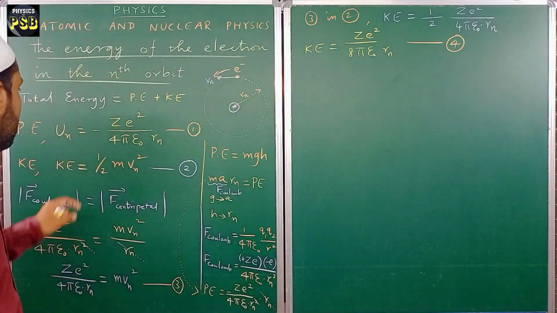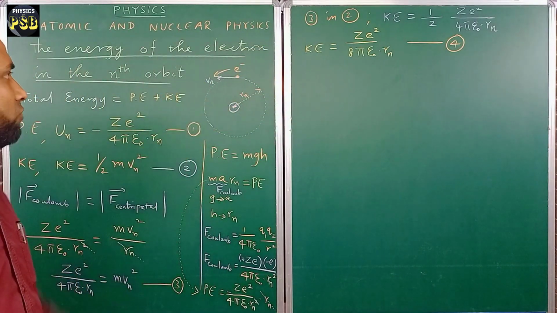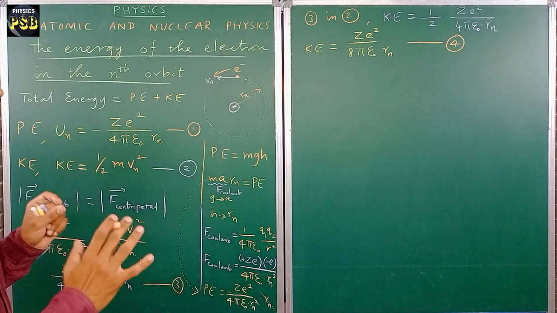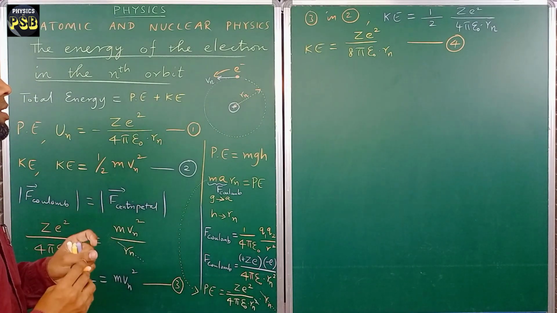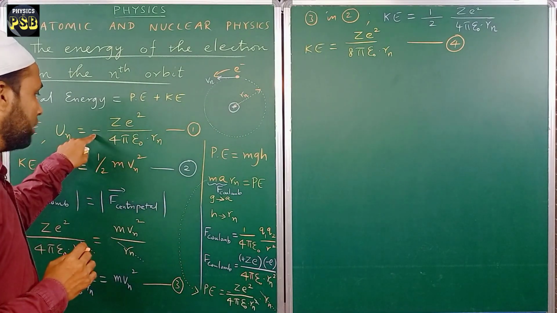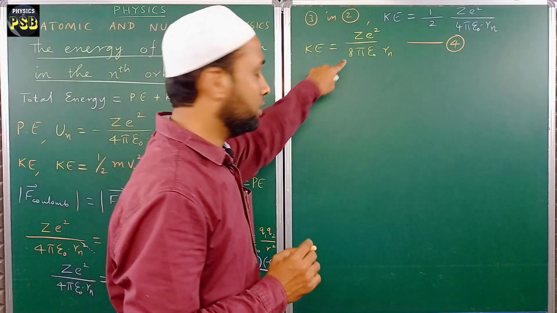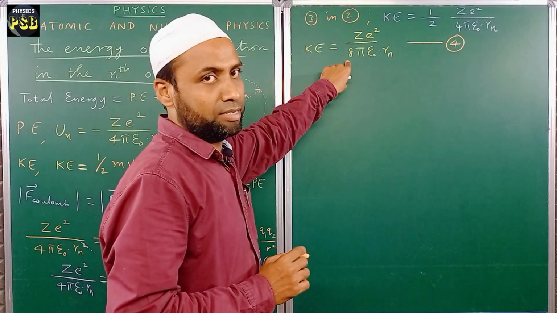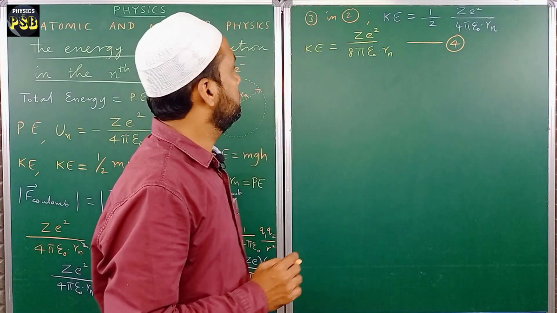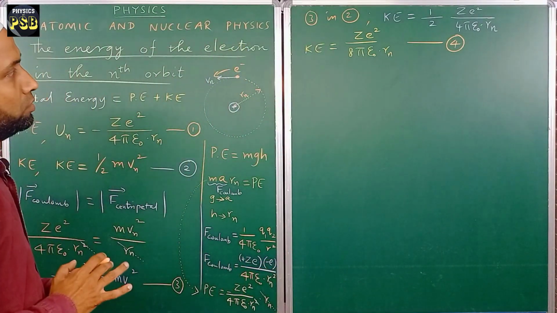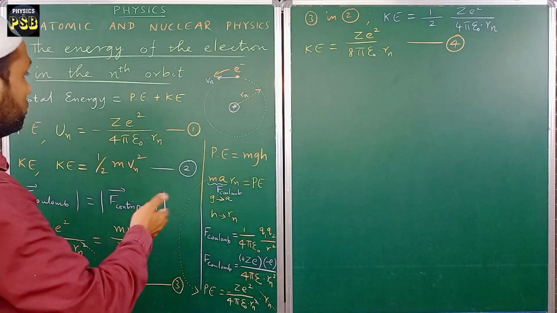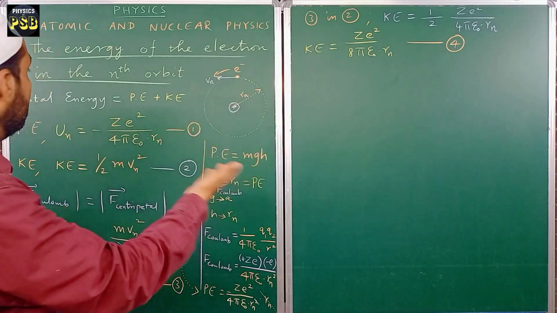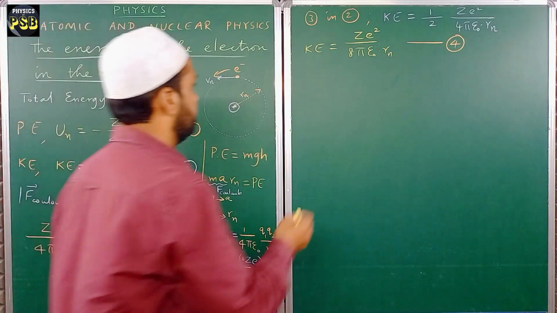Now if you compare equation number 1 and 4, you may find both appear almost the same, but the only difference is here we have a negative sign, here we do not have a negative sign. In the denominator we have 4, whereas here we have 8. Okay. So now from equation number 1 and 4, we can obtain the total energy.